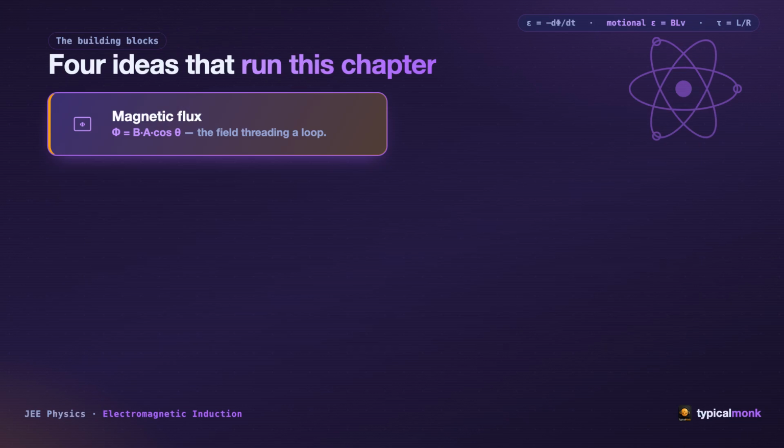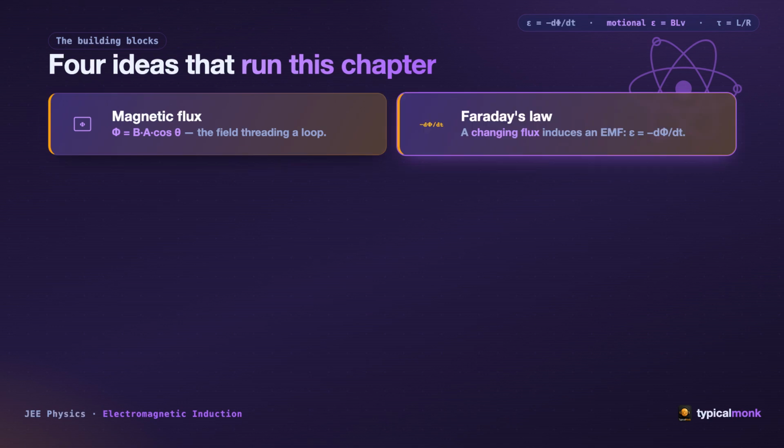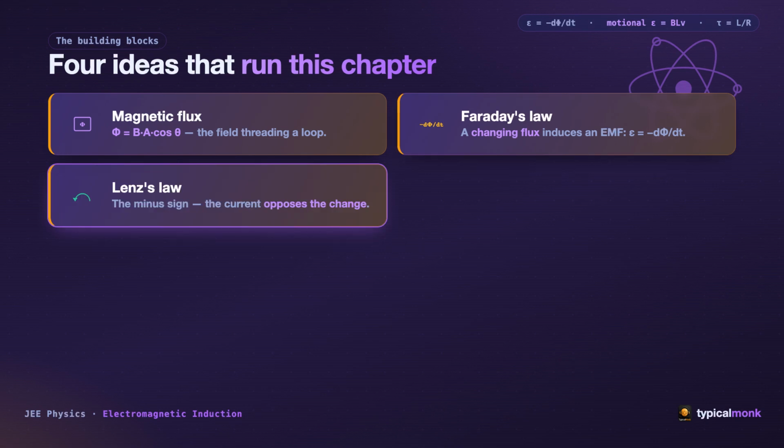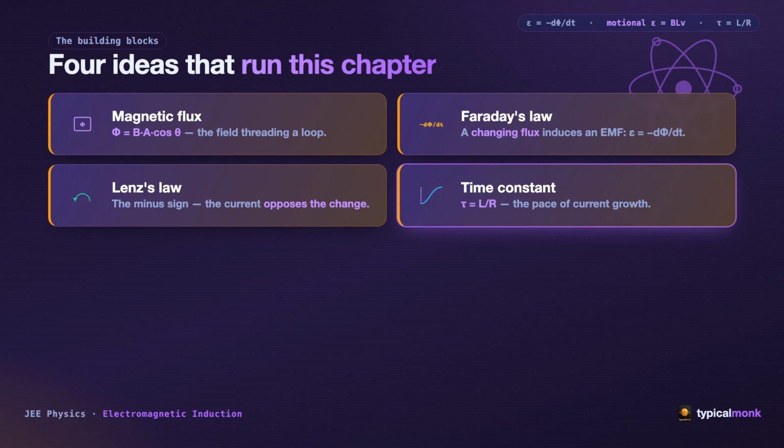Four ideas run this entire chapter. Look at them together first. Magnetic flux. It is B times A times cosine theta, the amount of field threading through a loop. Faraday's law. When that flux changes, an EMF appears. The EMF equals minus the rate of change of flux, minus dφ by dt. Lenz's law. That is the meaning of the minus sign. The induced current always opposes the very change that produces it. And the time constant. Tau equals L over R. The pace at which current grows in a coil.